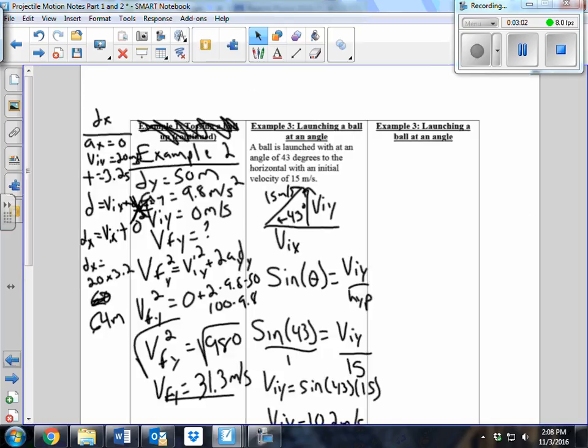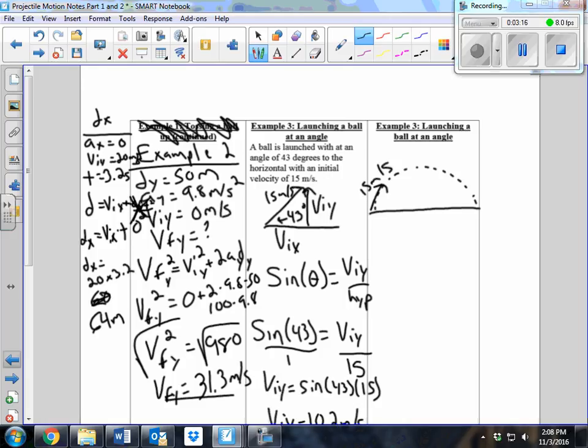But in this example, I'm going to launch a ball. So here's the ground. I'm going to launch a ball, and it's going to follow projectile motion. I launched it at 15 meters per second. And we're about to figure out our distance in the y. We are going to figure out our distance in the x. We're also going to figure out the total time in the air. We're going to figure out the final velocity in the x and the final velocity in the y. And I believe that's all the variables we need.